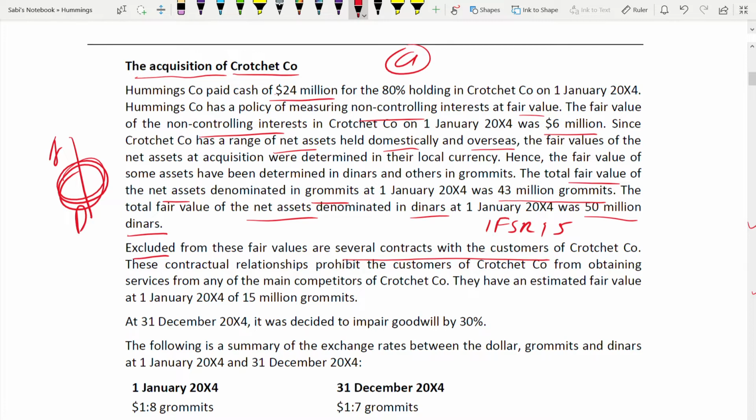This contractual relationship prohibits the customers of the company from obtaining service from any of the main competitors. That means because of this contract, you cannot obtain any service from the competitors. They have given a fair value of 15 million grommet, which you have to add. And on 31st December 2004, goodwill is impaired by 30%.